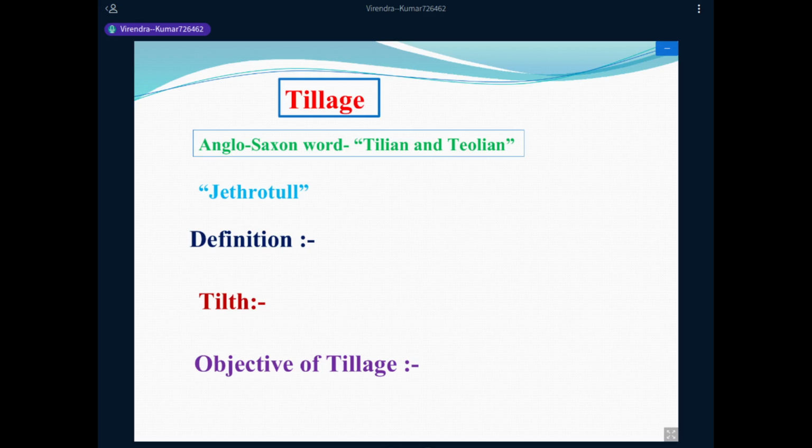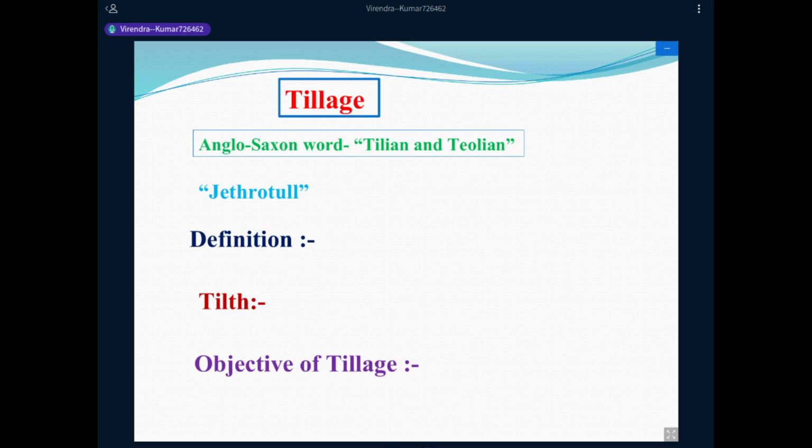Tilth has different types. In your field, when we cultivate our soils, we find soil particles of different phases and different sizes. This size is found after the tillage practices, so tilth is a result of tillage. If you see the field after tillage practices, different sizes of clods or particles of the soil are found.